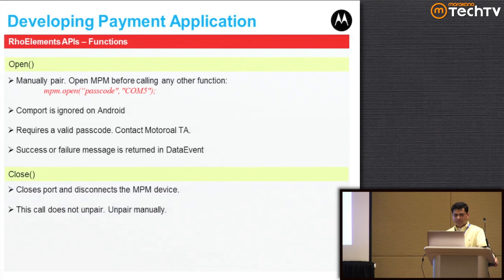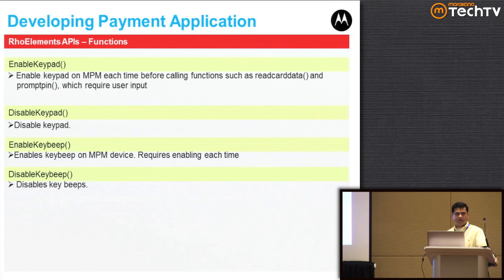Open, we talked about that. And then obviously there is close. Before you do open, you got to manually pair with the device. That's your job. You can write code to do automatic pairing, but this one doesn't do it. Close doesn't unpair. You have to do unpairing yourself in your application.